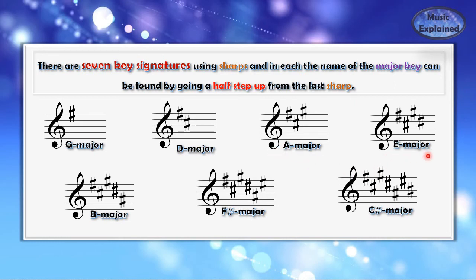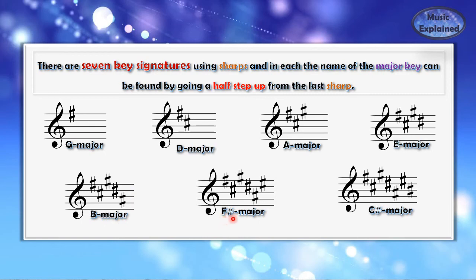For E major, the last sharp is D sharp. If we go a half step up, it's going to be E, which indicates the name E major. For B major, the last sharp is A sharp. If we go a half step up, it's going to be B, B major.